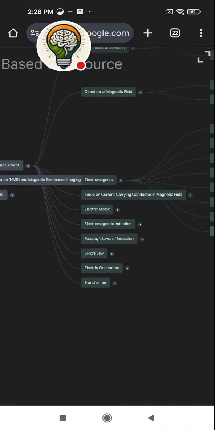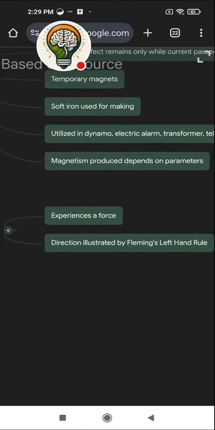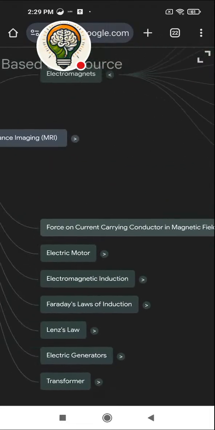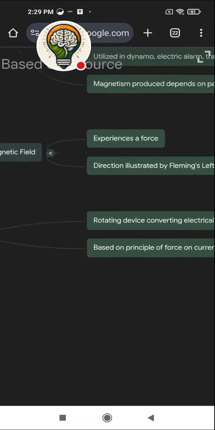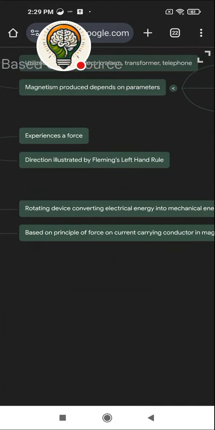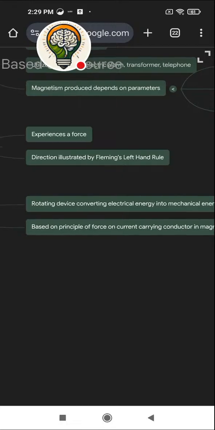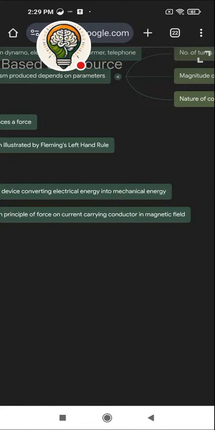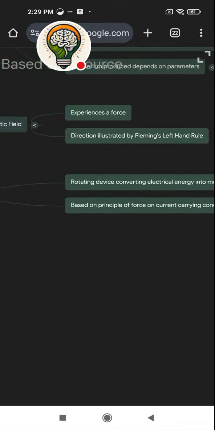Then comes the force on a current carrying conductor in a magnetic field. It experiences a force, and the direction is illustrated by Fleming's left hand rule. Then the electric motor: a rotating device converting electric energy into mechanical energy, based on the principle of the force on a current carrying conductor in a magnetic field.